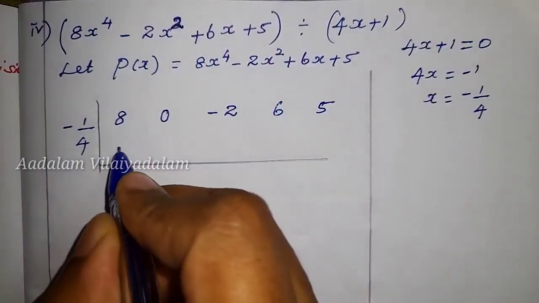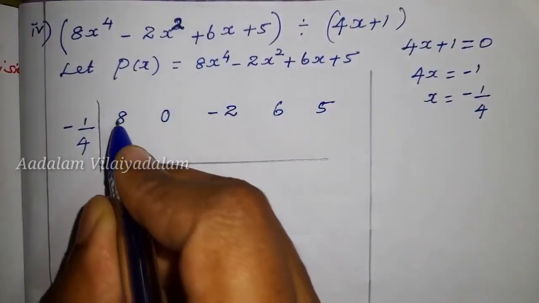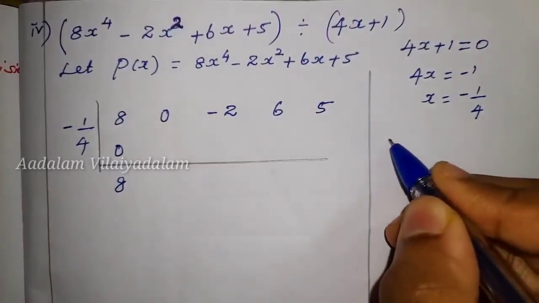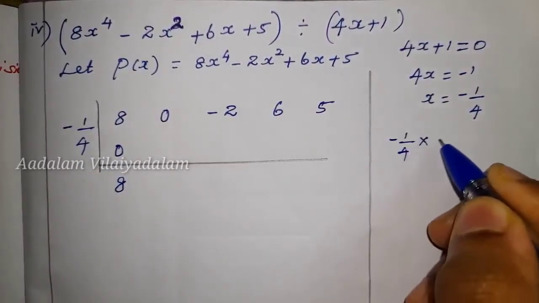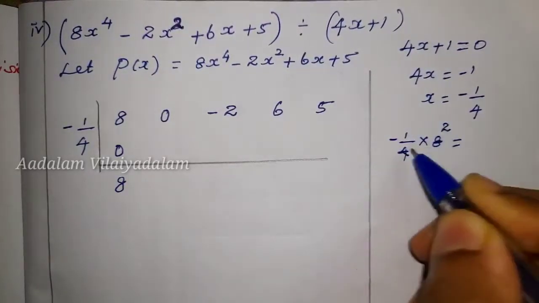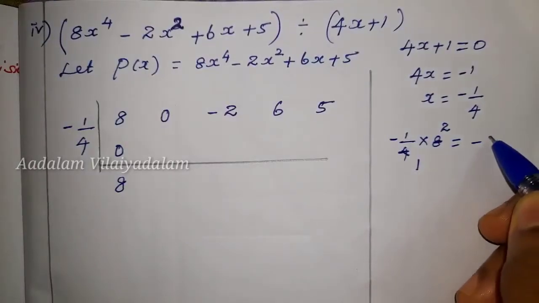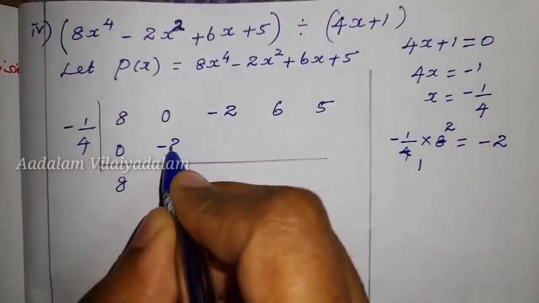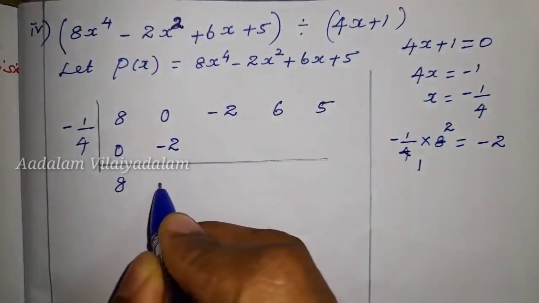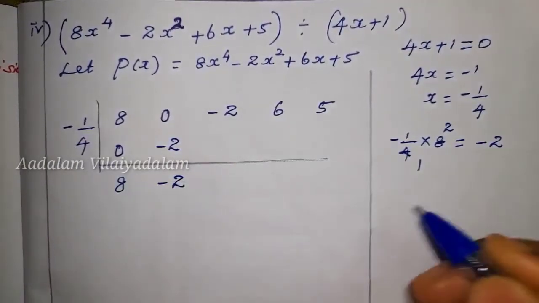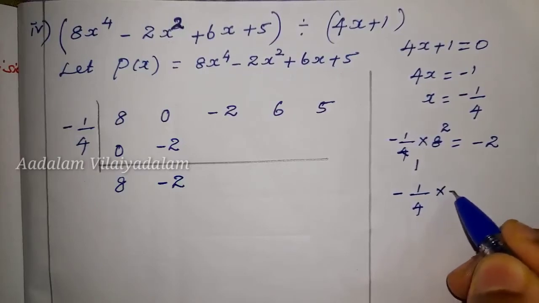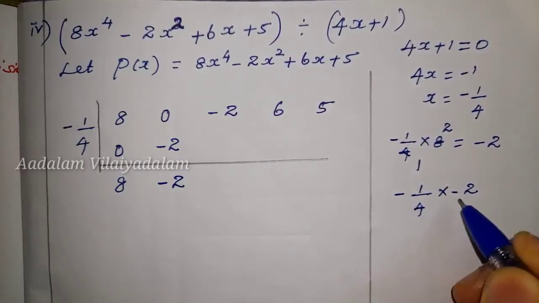So first put 0 here. Now add the terms 8 plus 0. The answer is 8. Now multiply minus 1 by 4 into 8. So what is the answer here? In 4 table 1 times 2 times. So 2 into minus 1, that is minus 2. Now add the terms 0 plus 0 minus 2. So the answer is minus 2. Now multiply here minus 1 by 4 into minus 2. Now minus into minus plus.